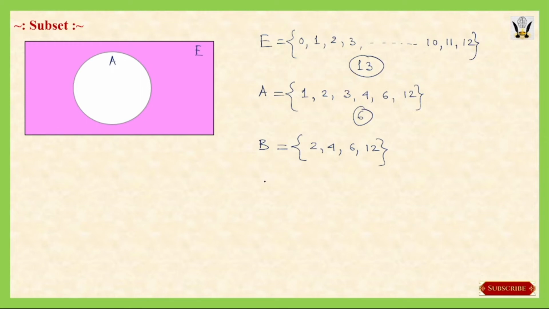Now suppose we consider another set which is set C, and this set has only the factors of 12 which are multiples of 3.